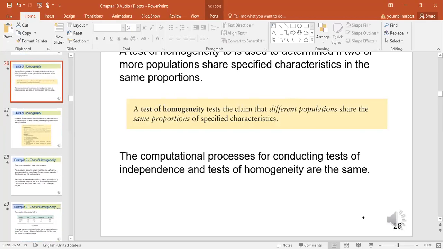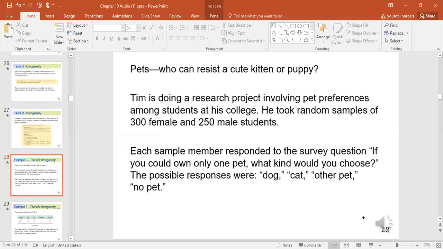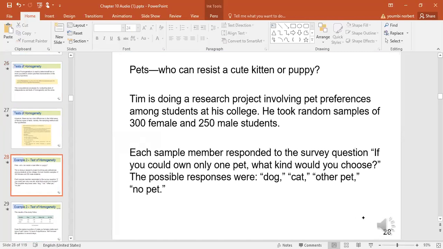For example, Tim is doing a research project involving pet preferences among students at his college. He took random samples of 300 female and 250 male students. Each sample member responded to the survey question: if you could own only one pet, what kind would you choose? The possible responses were dog, cat, other pet, or no pet. So do males and females have the same preference of pet?